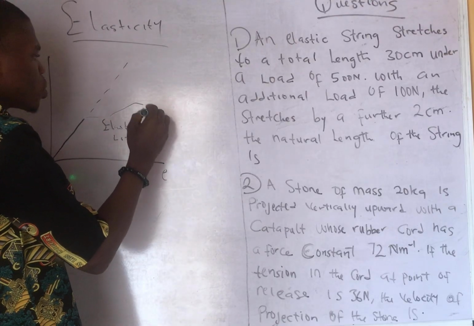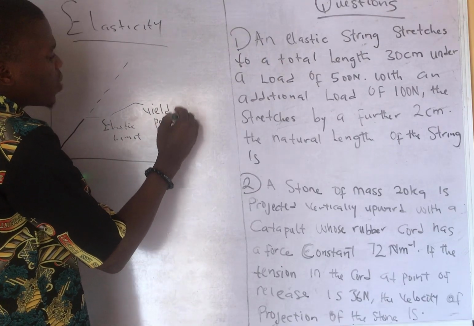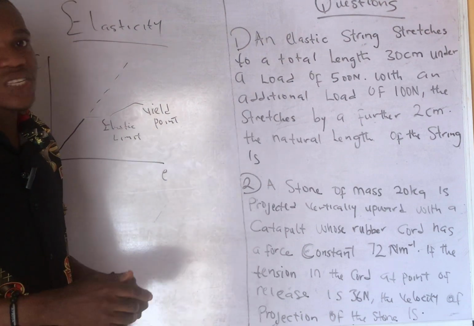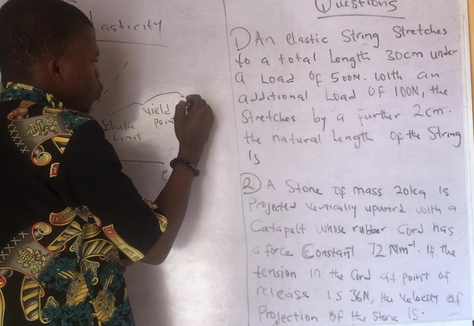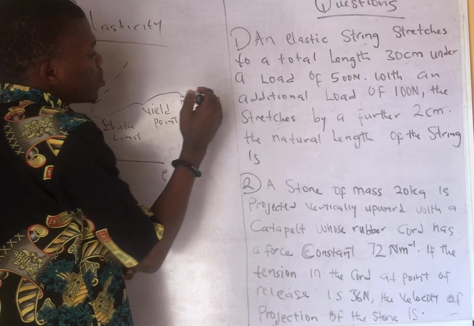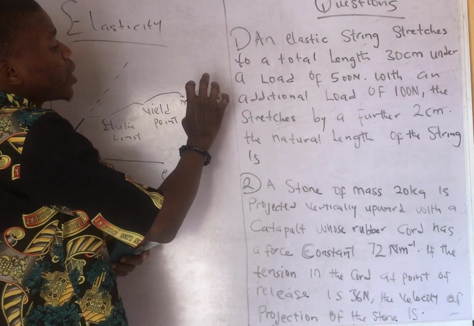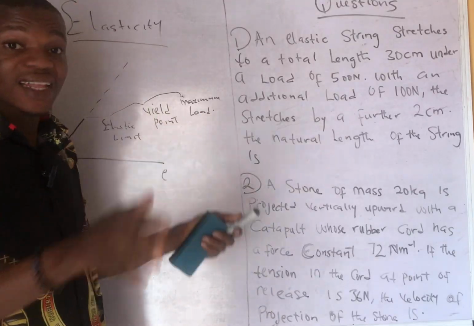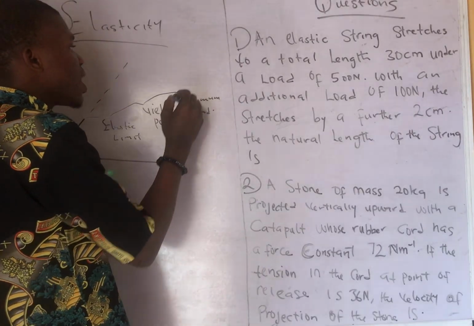Then at some point it gets to what we call the yield point. The yield point is where it loses its rubber property, where it can no longer stretch again. After that we have the maximum load. The maximum load is the total load that the material can bear, and after this place, it will cut.